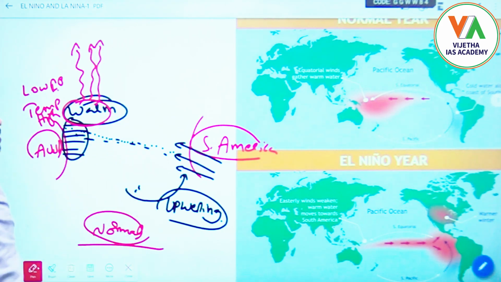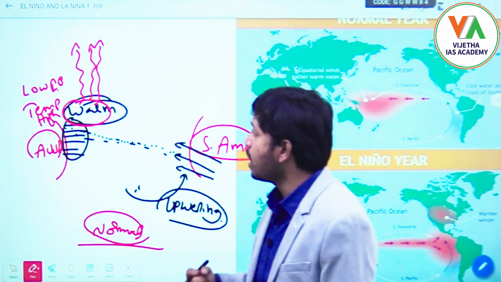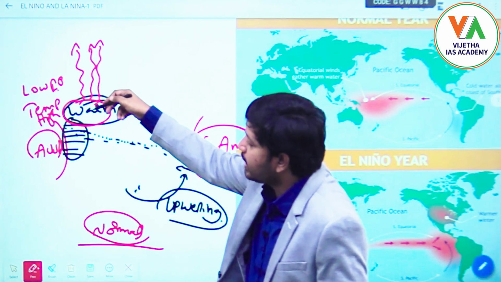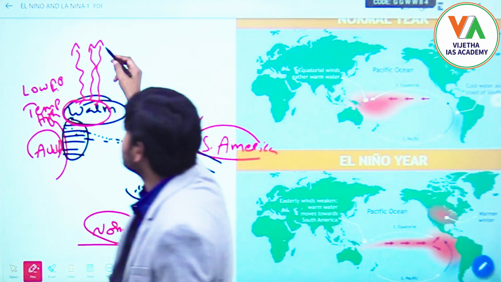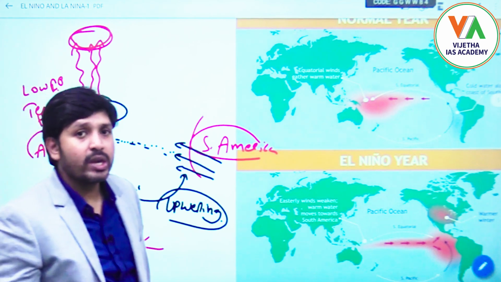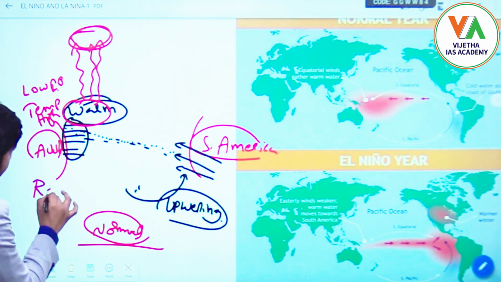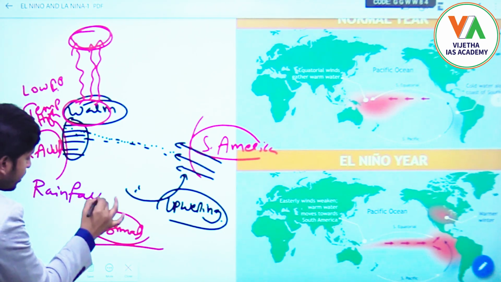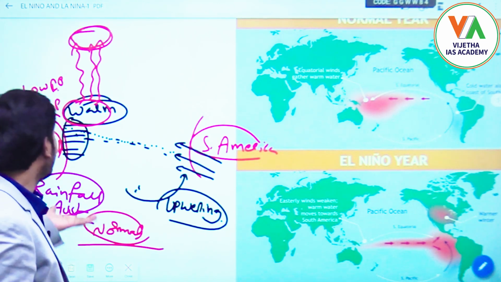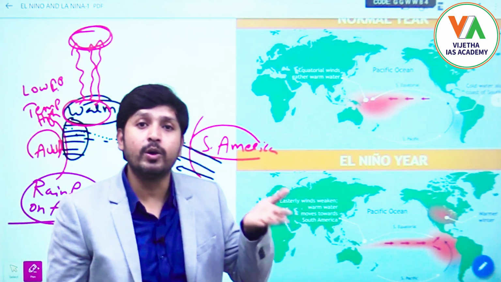Remember, this air will start rising from here because there is accumulation of hot water on the Australian coast. This warm water will start heating the surface air, and when this air rises, in the process of rising it will become cool, condense, and give some rainfall on the Australian coast. So remember, during normal periods, warm water accumulates here, and when this warm air rises, it gives rainfall on the Australian coast.